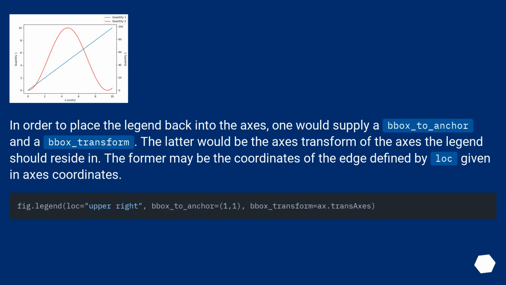In order to place the legend back into the axes, one would supply a bbox_to_anchor and a bbox_transform. The latter would be the axis transform of the axis the legend should reside in. The former may be the coordinates of the edge defined by loc given in axis coordinates.